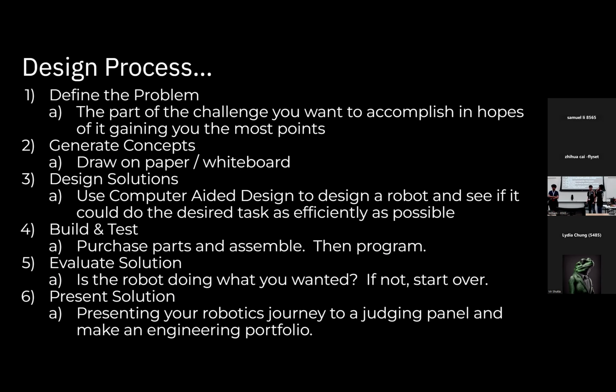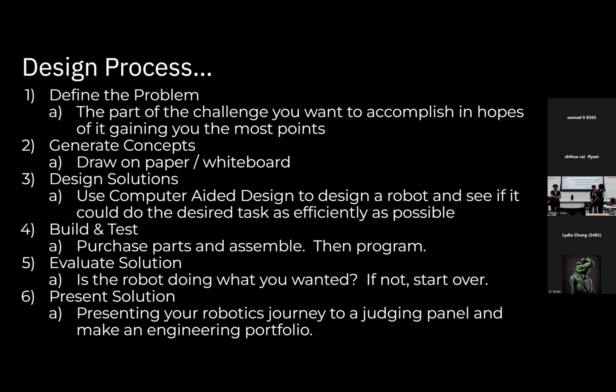After we define the problem, we go into generating concepts, basically taking different ideas and combining them to create a solution. After the second step, we go into designing the solution. We use 3D software called Onshape or Fusion 360, which my friend Clark is here to talk about later on. That's where we basically create a solution online. After that, we go to the next part, which is building and testing. This is where builders and coders collaborate to create a physical prototype of the robot.